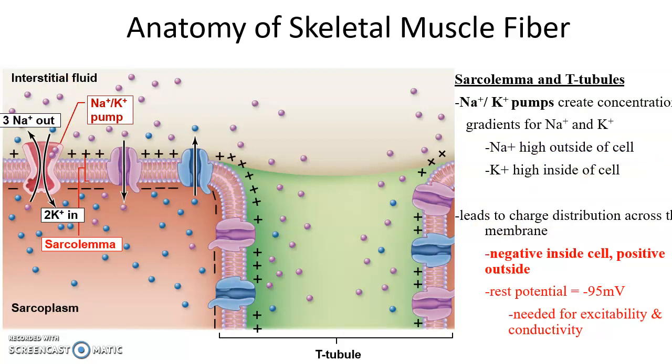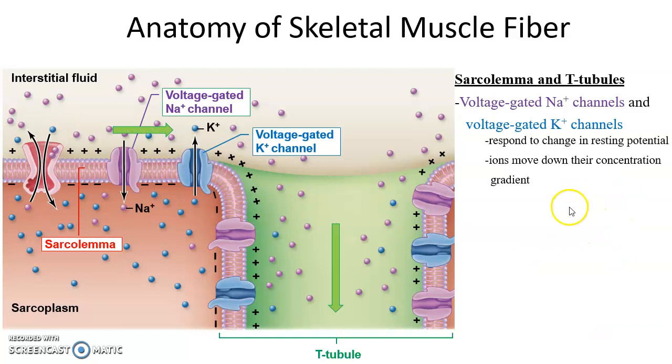And this actually causes a charge distribution across the sarcolemma, so that we have a negative charge on the inside of the cell and a positive charge on the outside of the cell. This is referred to as the resting potential. So at rest, when the muscle is not doing anything, its charge distribution is negative 95 millivolts. And this is important because it is needed to allow for excitability and conductivity, so that the current, the muscle action potential, can be generated.